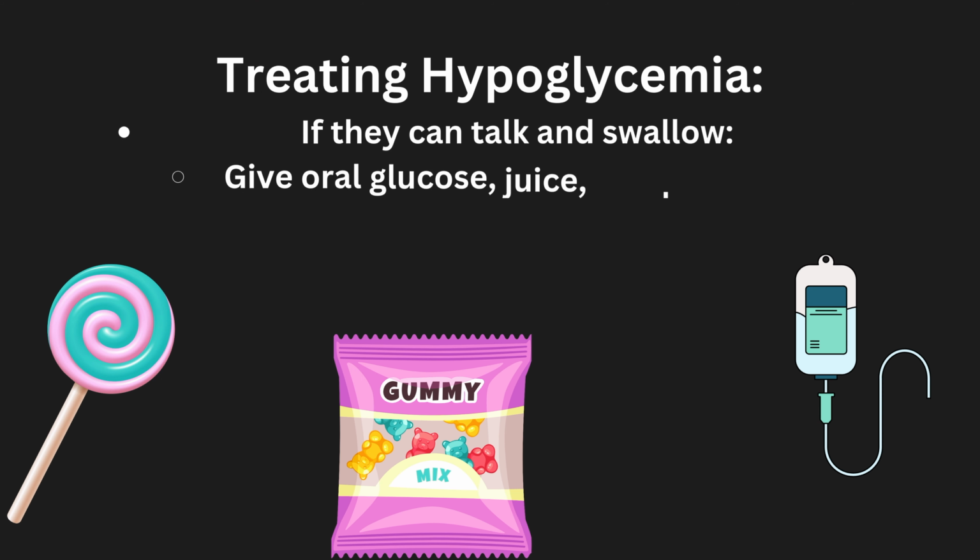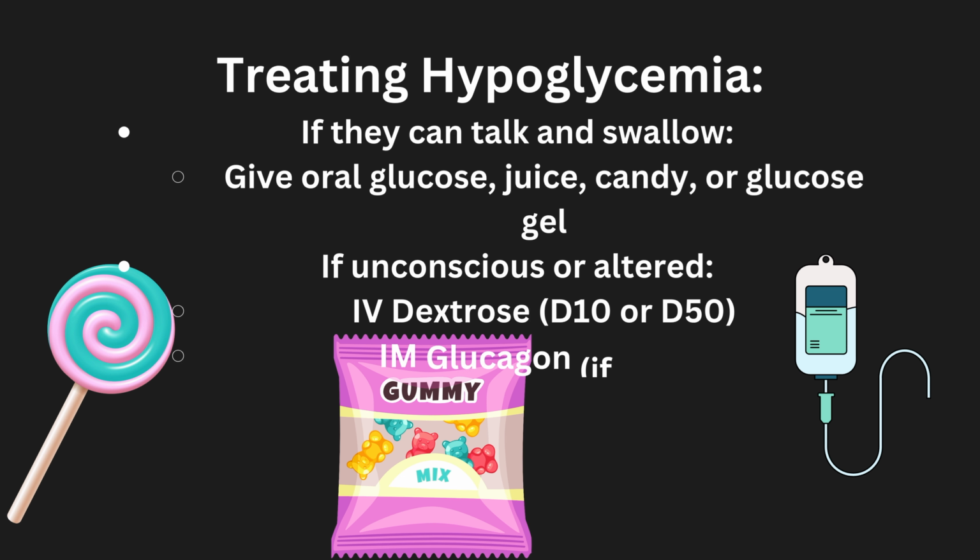So treating hypoglycemia. If they can talk and swallow, give oral glucose: juice, candy, or glucose gel. If unconscious, IV dextrose or intramuscular glucagon if no IV available.